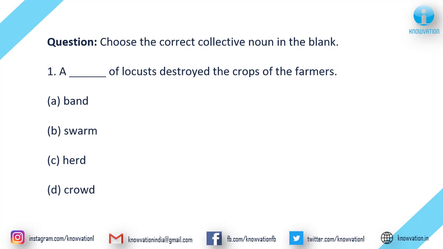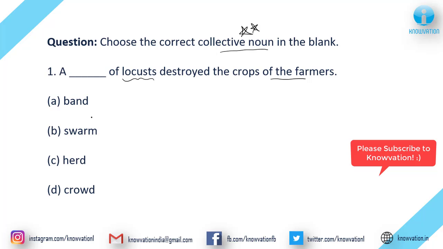Now friends, we are required to choose the correct collective noun in the blank. Please keep that in mind now. We are moving toward collective nouns. Alright. First is a dash of locust destroyed the crops of the farmers. So friends, locust here is a type of insect, जिसको हम हिंदी में बोलते हैं टिड्डा या टिड्डी. So here the correct answer is B, swarm.